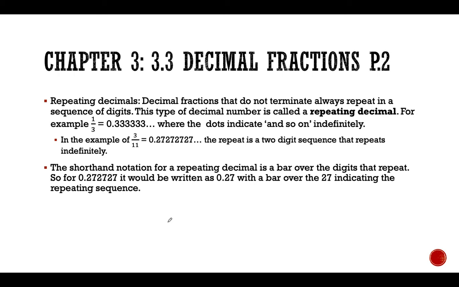0.27 will repeat indefinitely. There's a shorthand notation for a repeating decimal, and that's a bar over the digits that repeat. So for 0.272727, it would be written as 0.27 with a bar over the 27, indicating that that is the repeating sequence.